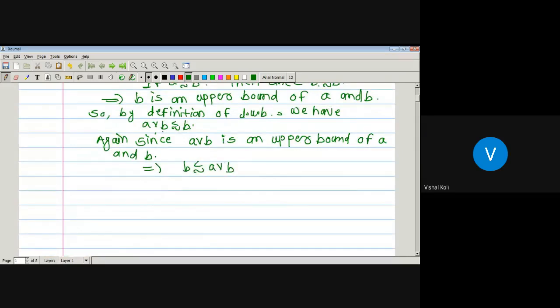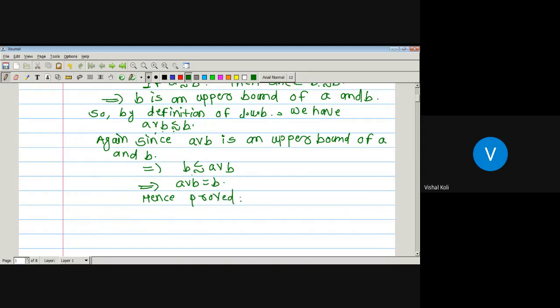Now combining these two, A join B precedes B, and B precedes A join B, and as it is posited, the antisymmetric property holds. That is, if A precedes B and B precedes A, then A must be equal to B. Here, A join B precedes B and B precedes A join B, which implies A join B is nothing but B, and that is what we have to prove. Hence the proof.